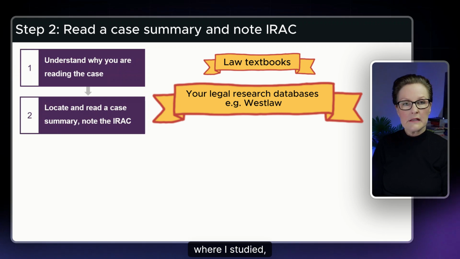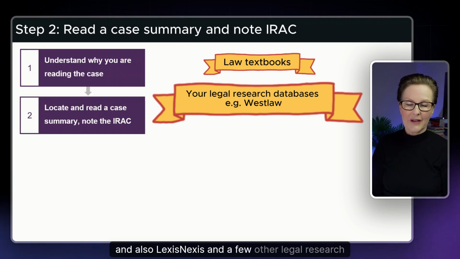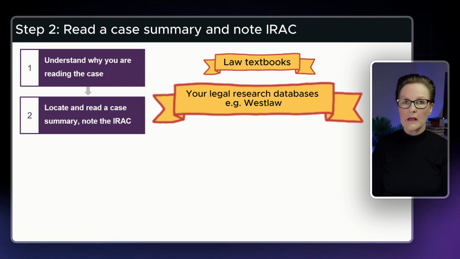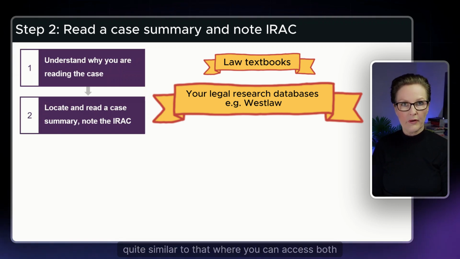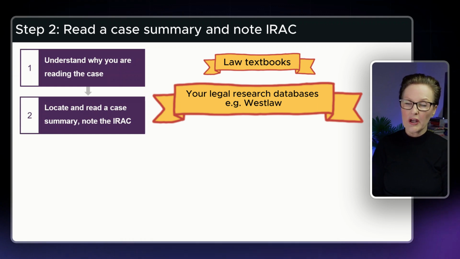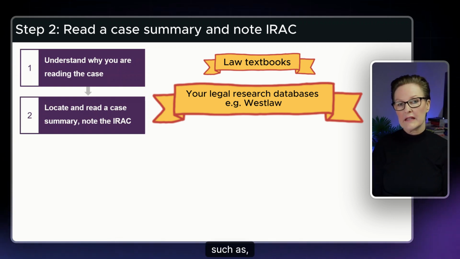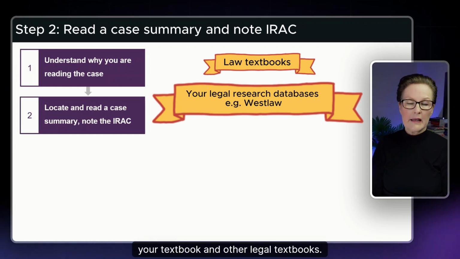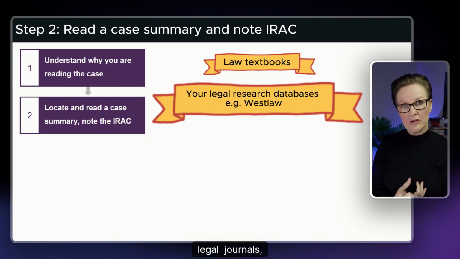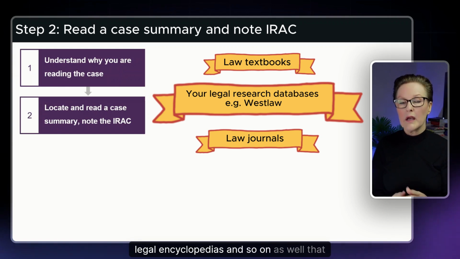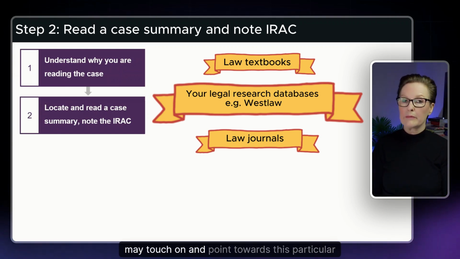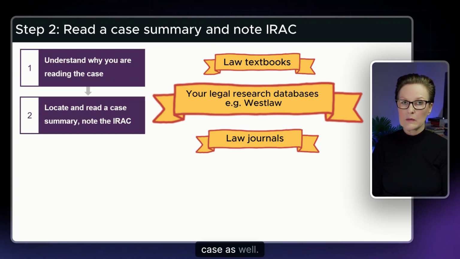So for example, where I studied, I had access to Westlaw Australia and also LexisNexis and a few other legal research databases. So you might have something quite similar to that, where you can access both primary and secondary sources of information around a particular case. So I always recommend that you start off looking at secondary sources first, such as your textbook and other legal textbooks. Also have a look on your legal research databases. So there might be some legal journals, legal encyclopedias, and so on as well that may touch on and point towards this particular case as well.